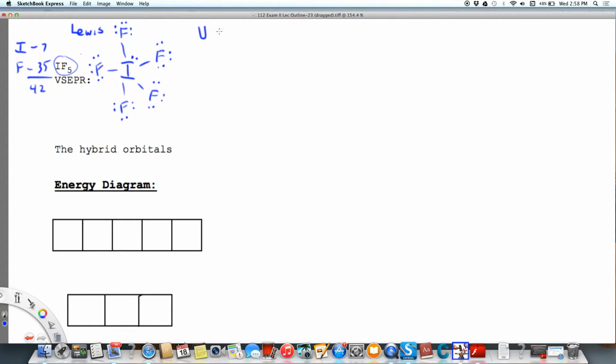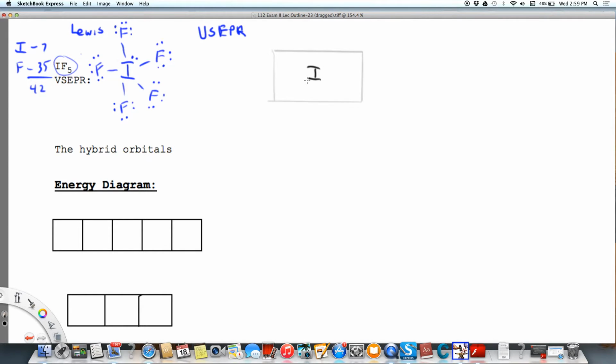So now I want to draw the valence shell electron pair repulsion model. So iodine's going to go in the middle, but I'm going to draw a little rectangle first. So that will help us. I'm going to do it in gray. This will just give us the plane in which four of the 5 fluorines are going to be. So I'm going to put the iodine in the middle.